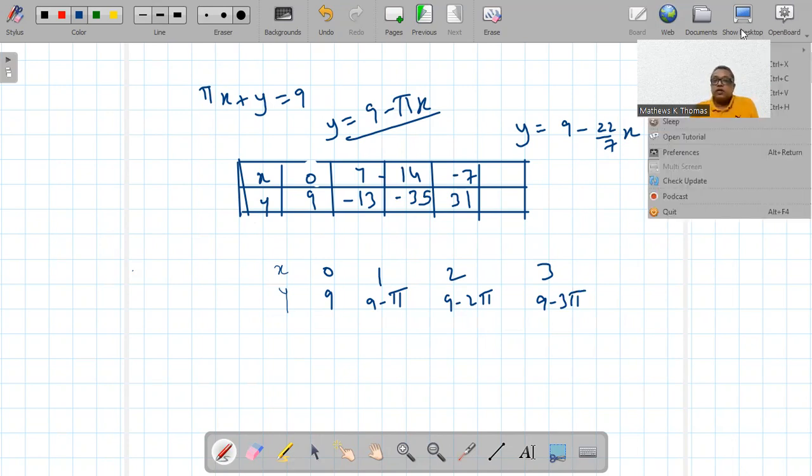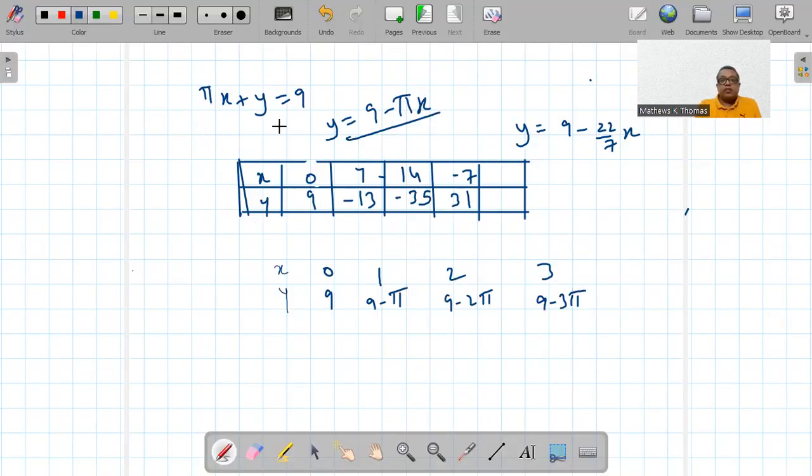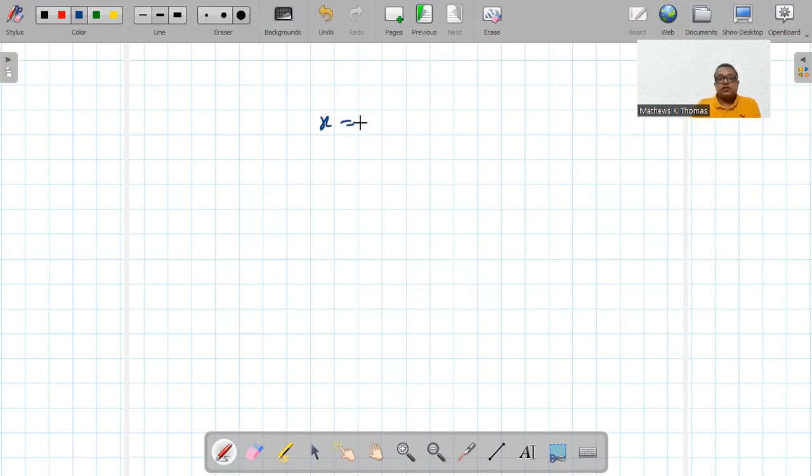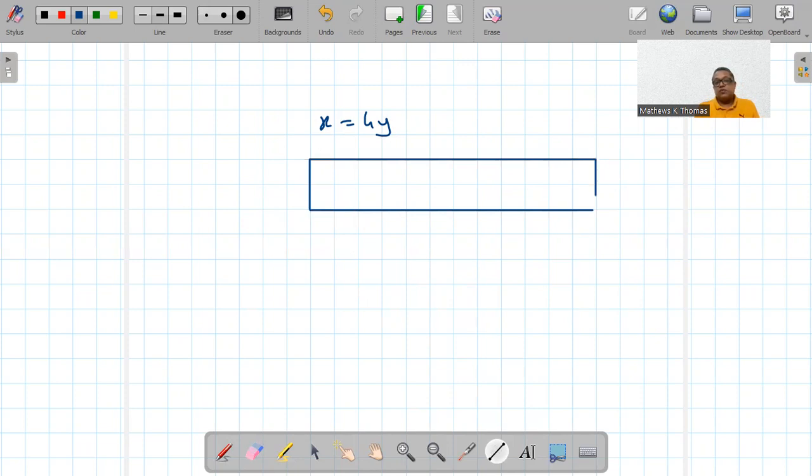Okay, so we continue with the next. That is, x is 4y. So next is x is 4y. That means whatever is the value of y, we just have to multiply that by 4 to get the value of x. So let's see what will be the values here. So I need 4 values. So this is x, this is y.